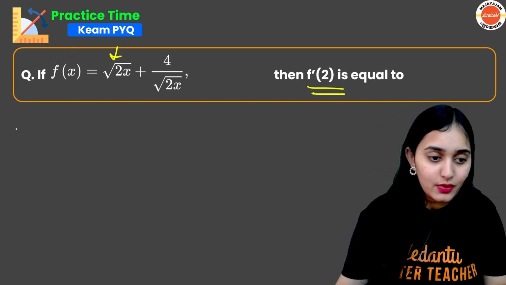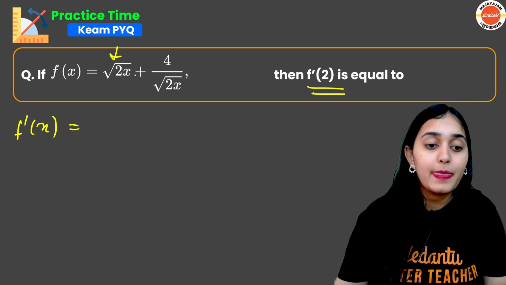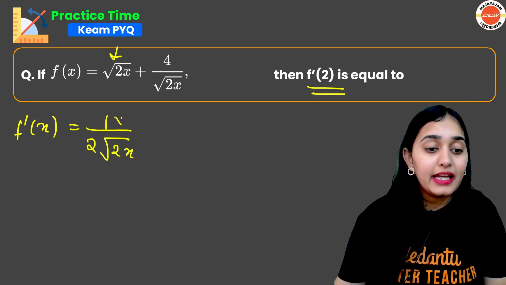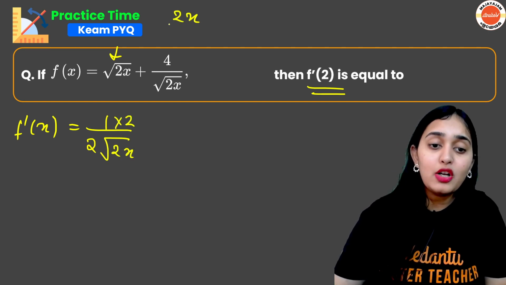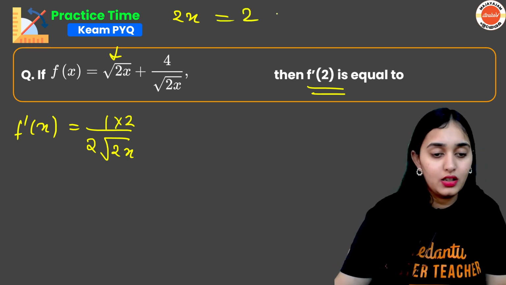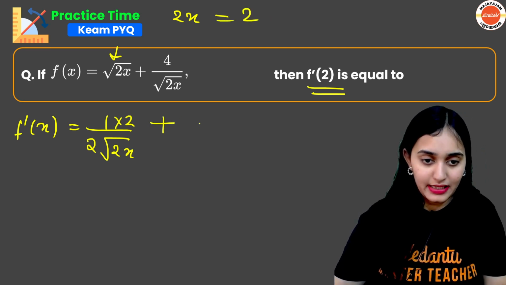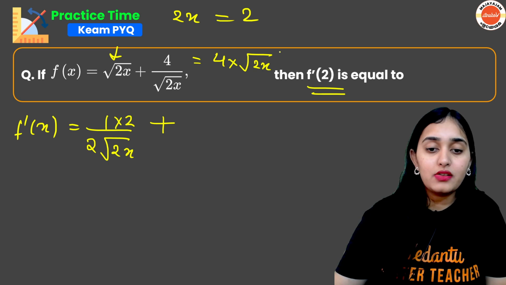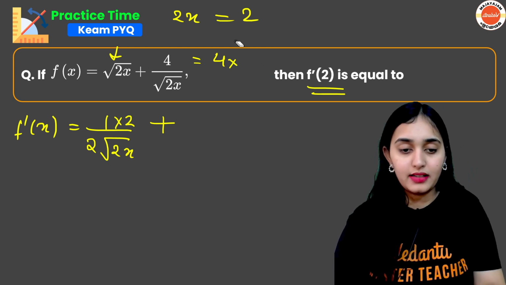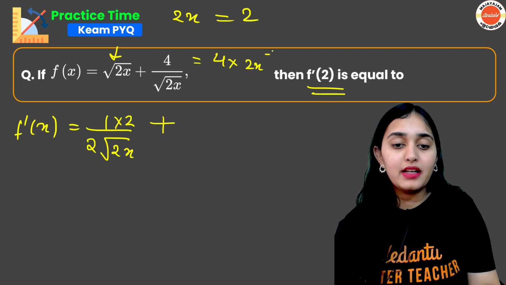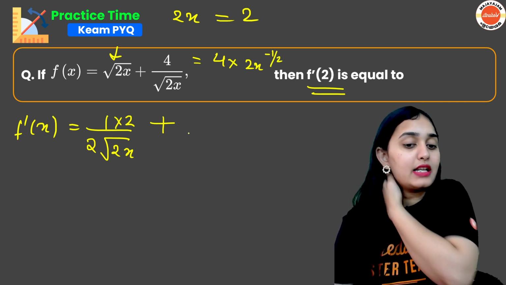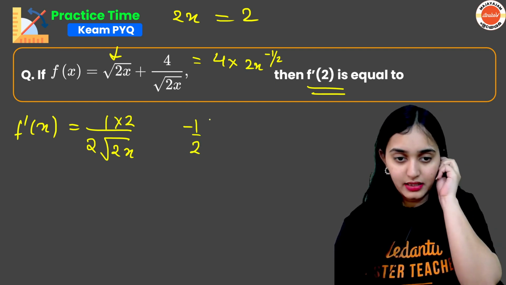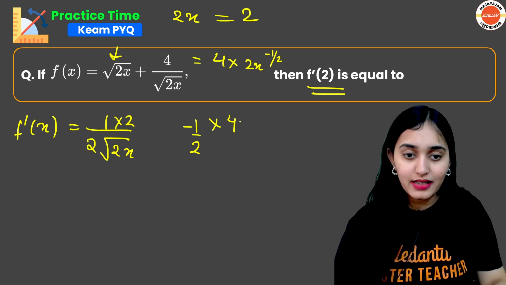Let's differentiate this quickly. f dash of x is root 2x differentiation, which is 1 upon 2 root 2x into 2. Why into 2? Because 2x differentiation is 2, plus. Now this can be written as 4 into 2x to the power minus 1 by 2. So if you differentiate it, first of all, minus 1 by 2 will come here, right? Then 4 will remain as it is.